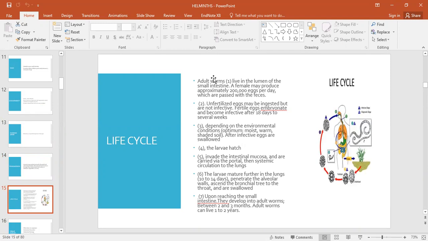Unfertilized eggs are ingested, which are non-infective, and the fertilized eggs become infective after 18 days to several weeks, depending upon the environmental conditions. Then the larvae hatch and invade the intestinal mucosa, and are carried by the portal circulation and then the systemic circulation into the lungs, where the larvae mature further for about 10 to 14 days, penetrate the alveolar walls, ascend the bronchial tree to the throat, and are swallowed. Upon reaching the intestine, they develop into adult worms in 2 to 3 months, and the adult worms can live about 1 to 2 years.